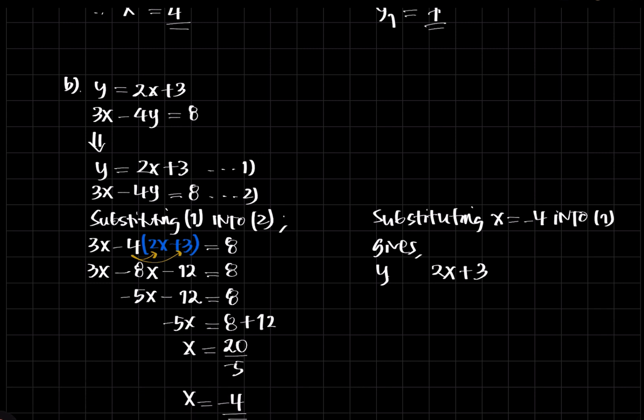So y equals 2x plus 3. 2 times negative 4 plus 3. Then this is negative 8 plus 3. This is negative 5. So y is negative 5. Okay, this is the final answer.